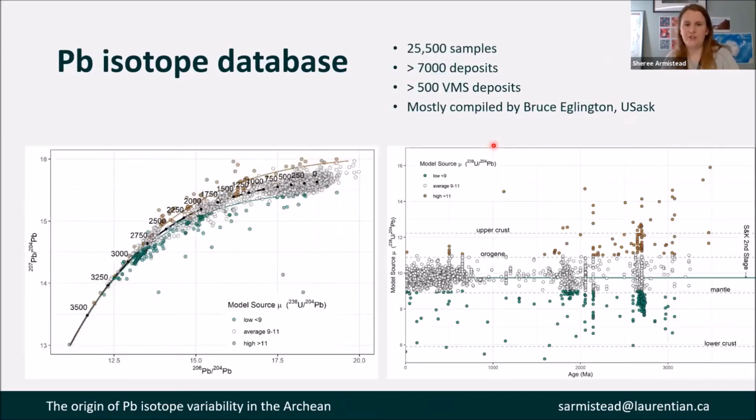So I've already showed you a few plots of our database, but I just want to lay it all out here. So this is really over 25,000 samples from over 7,000 deposits. Of these, around 500 are VMS deposits. And a lot of the credit for this really is Bruce Eglington, one of my colleagues at University of Saskatchewan. He really compiled a lot of this data. We've obviously been making modifications and updates during my postdoc, but most of this work was done by him.